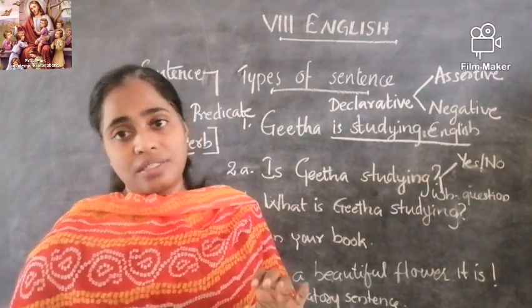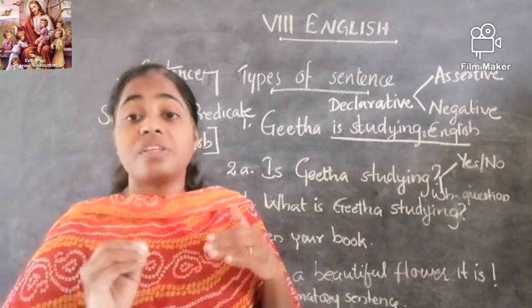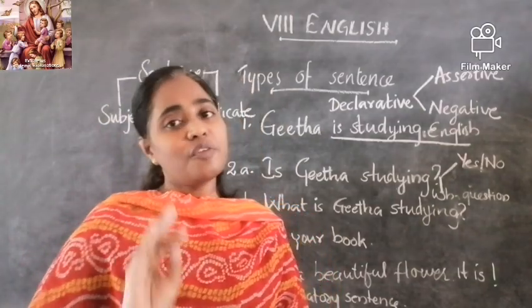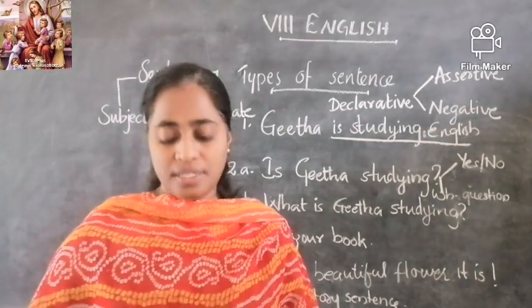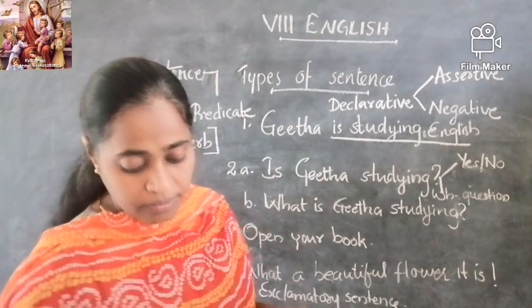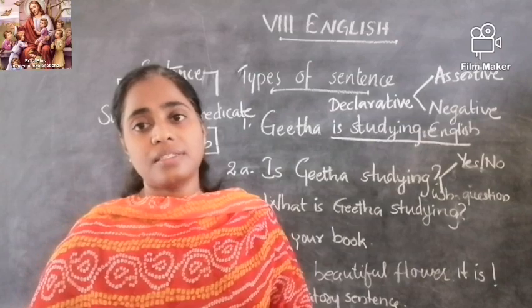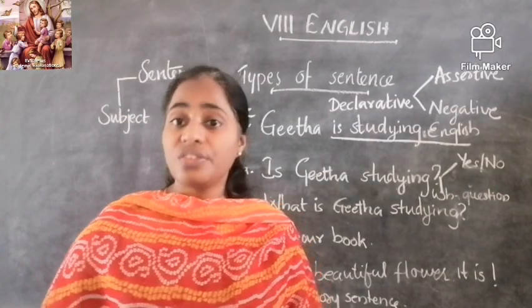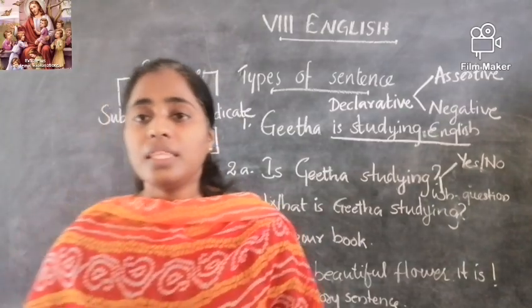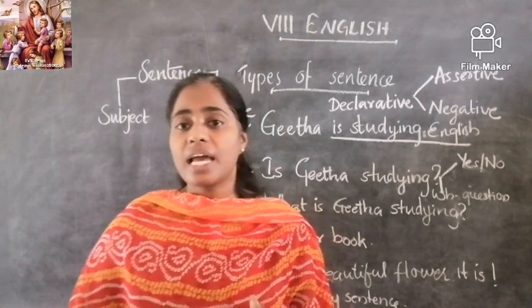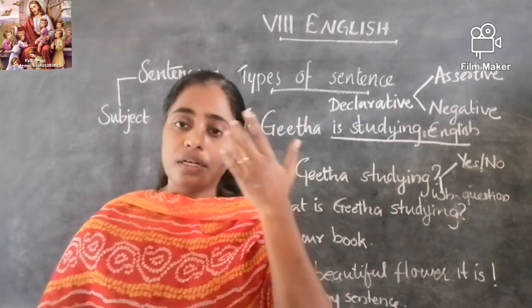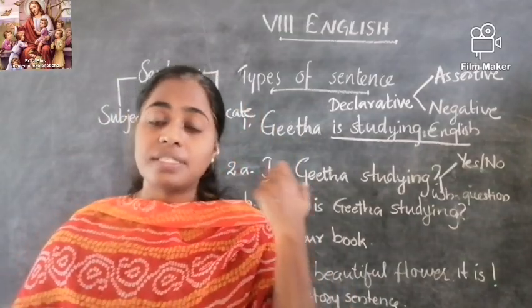Now, types of sentences. How many types of sentences are there? There are 4 types of sentences. What are those? The declarative sentence. The second one is the question, or interrogative sentence. The third one is the imperative sentence, and the fourth one is the exclamatory sentence. Let us see some examples of this grammar topic.